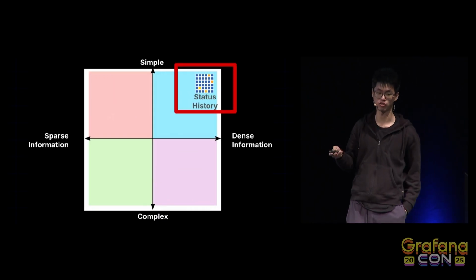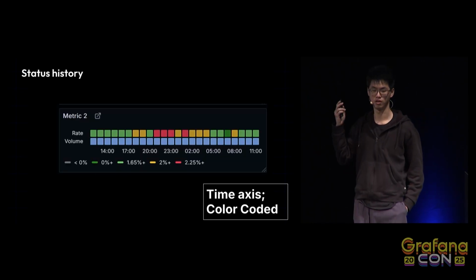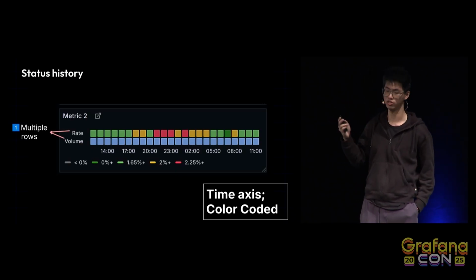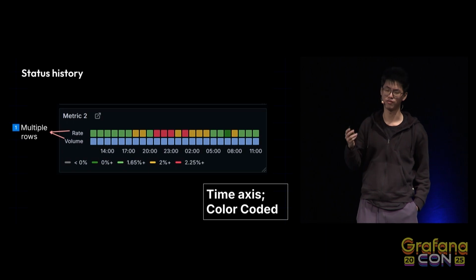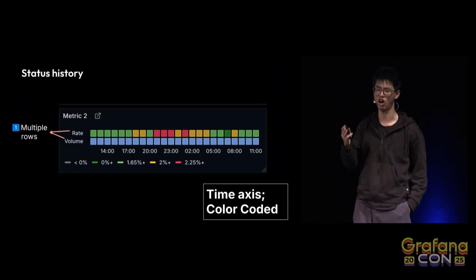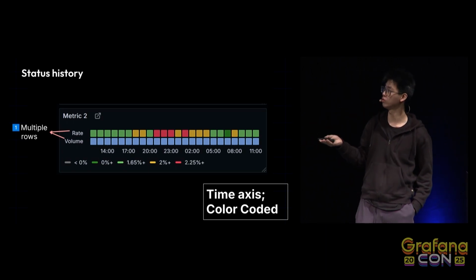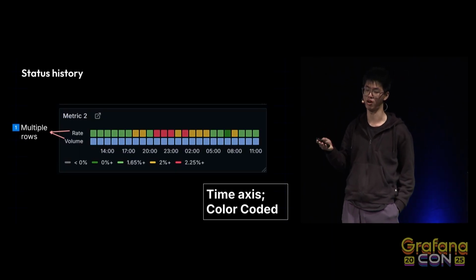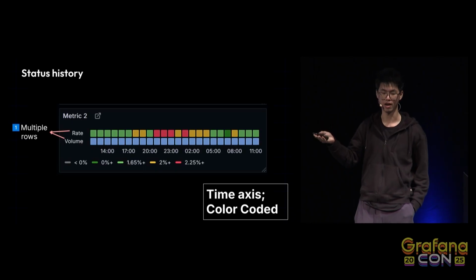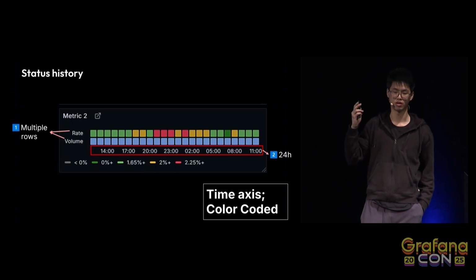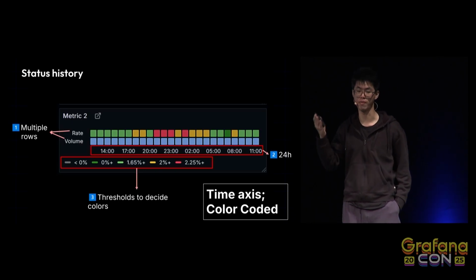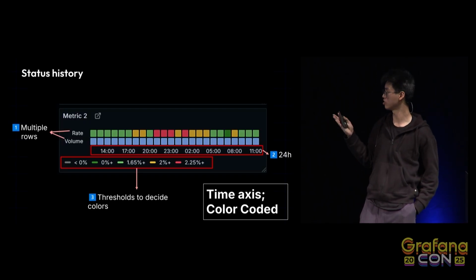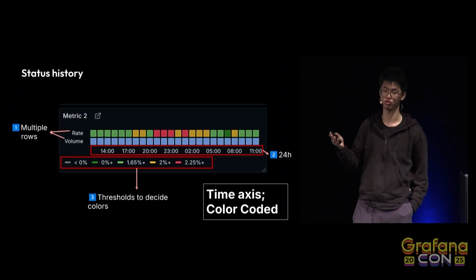Our answer is status history. If you're not familiar with that, let me describe it a little bit. You can think of a status history panel like a colored calendar. You can stack rows with different meanings, and each cell is like a time block, for example an hour, and we use colors to show good or bad based on thresholds. The key is it has a time axis and it's color-coded. That makes it super useful for us.